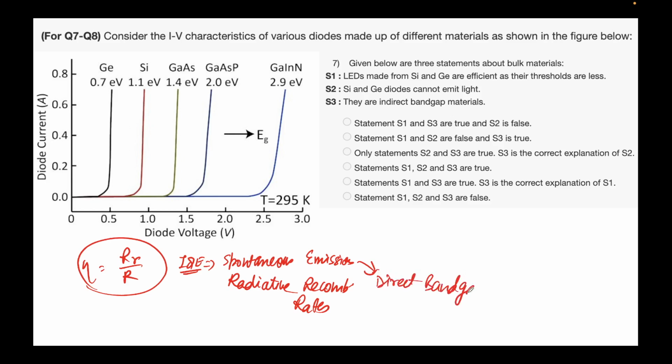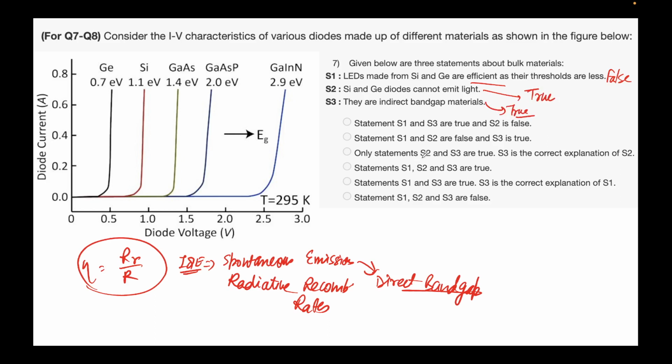In indirect, it's very inefficient. Silicon and germanium, the elemental semiconductors, are indirect bandgap. So the LEDs are not efficient. This is false. Statement 1 is false. And thus it's linked to the second statement. Silicon germanium diodes cannot emit light. Yes, very inefficient. So this is true. And the reason it is true is that they are indirect bandgap materials. Silicon and germanium are indirect bandgap materials.